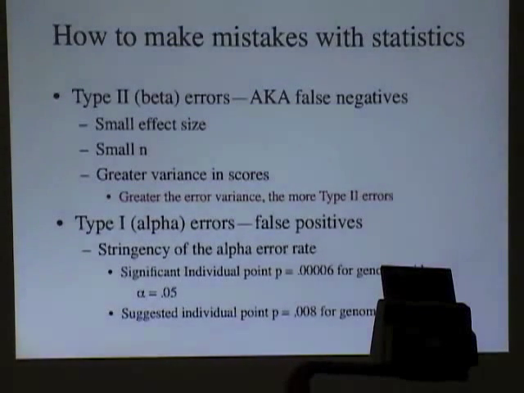Okay, and what I've been hammering on is greater variance in scores. The greater the error variance, the more the type 2 errors. So, in fact, just the greater the variance, period, the more the type 2 errors. And you can contribute to that by having a lot of error variance participating. Okay, hang on to that idea. All right?